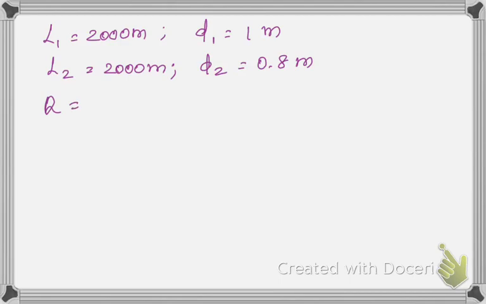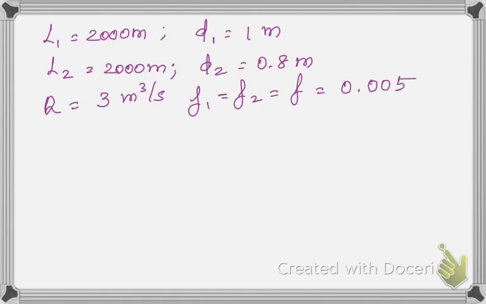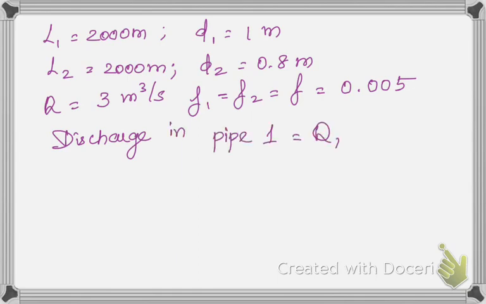Another data, Q is equal to 3 meter cube per second, and they have given F1 equal to F2 equal to F, which is 0.005. These are the data which are given in the problem. So we assume that the discharge in pipe 1 is Q1, and the discharge in pipe 2 is Q2.